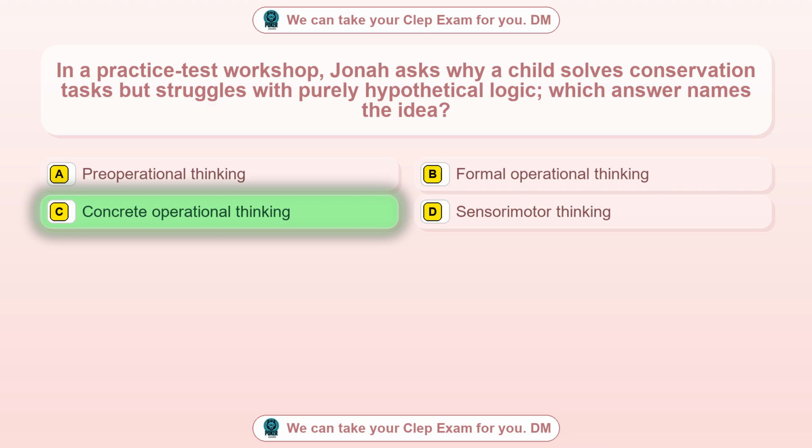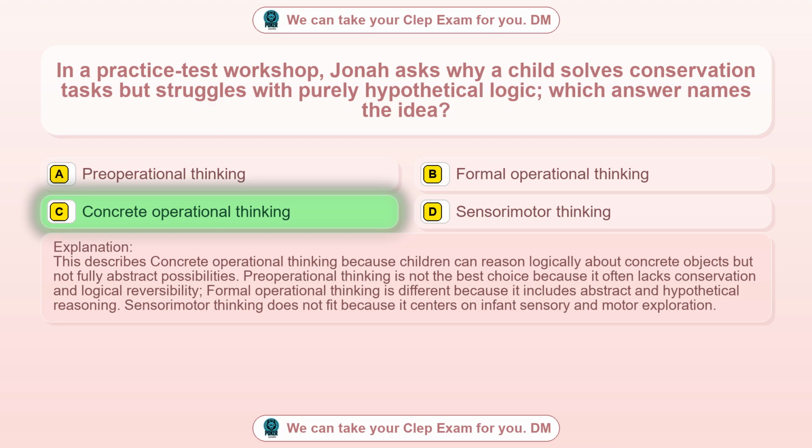Concrete operational thinking. This describes concrete operational thinking because children can reason logically about concrete objects but not fully abstract possibilities. Pre-operational thinking is not the best choice because it often lacks conservation and logical reversibility. Formal operational thinking is different because it includes abstract and hypothetical reasoning. Sensorimotor thinking does not fit because it centers on infant sensory and motor exploration.